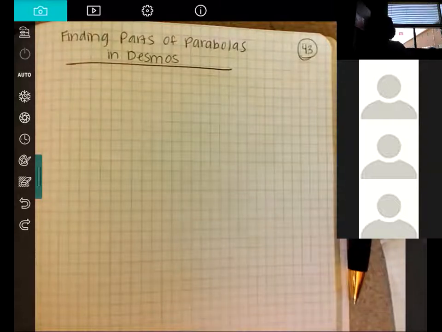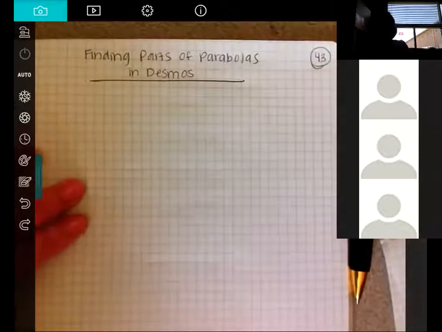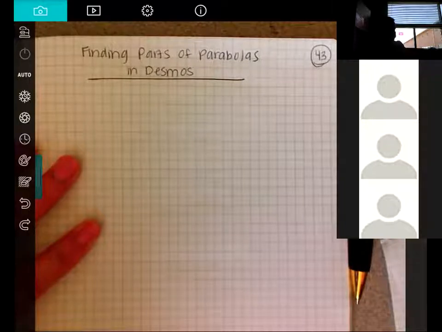Hey! All right, finding parts of parabolas in Desmos. Is everybody with me? Skyla, you paying attention? I know you're looking at something else. Whatever it is, quit looking at it. Look up here. Thank you.